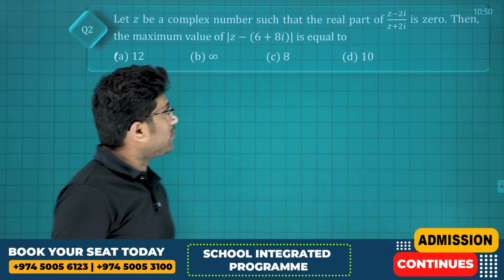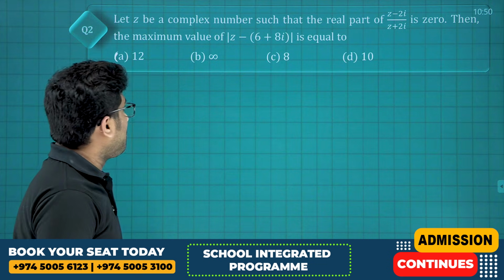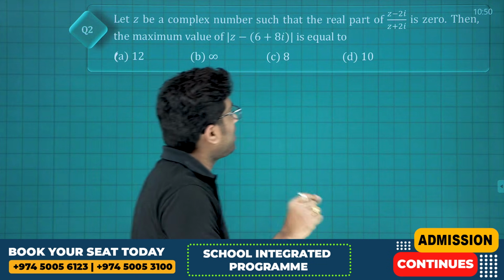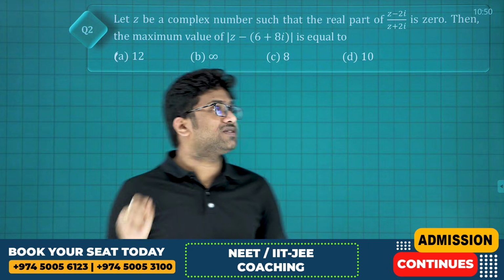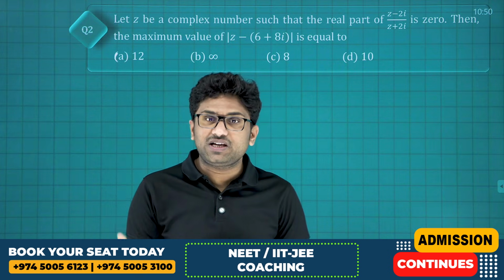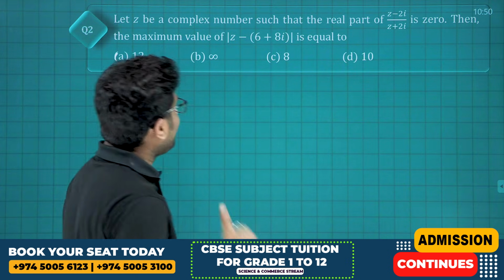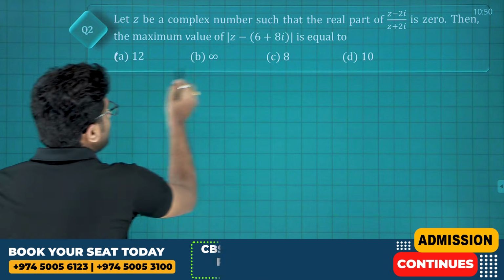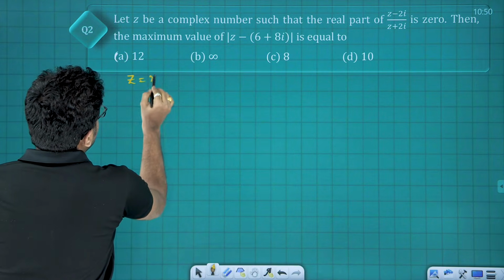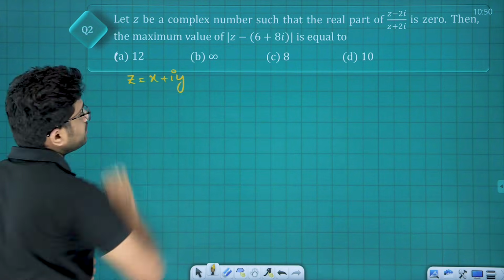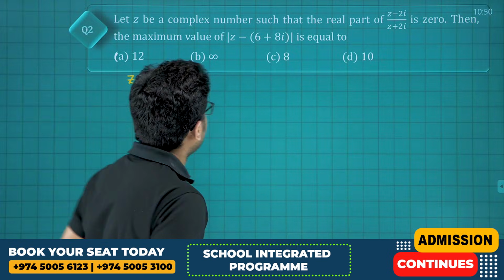Second question also from 2024. Let z be a complex number such that the real part of (z minus 2i) divided by (z plus 2i) is 0. Real part of something is 0 means it is purely imaginary. Okay. So first we will equate the real part of that to 0. Let us take z equal to some x plus iy.